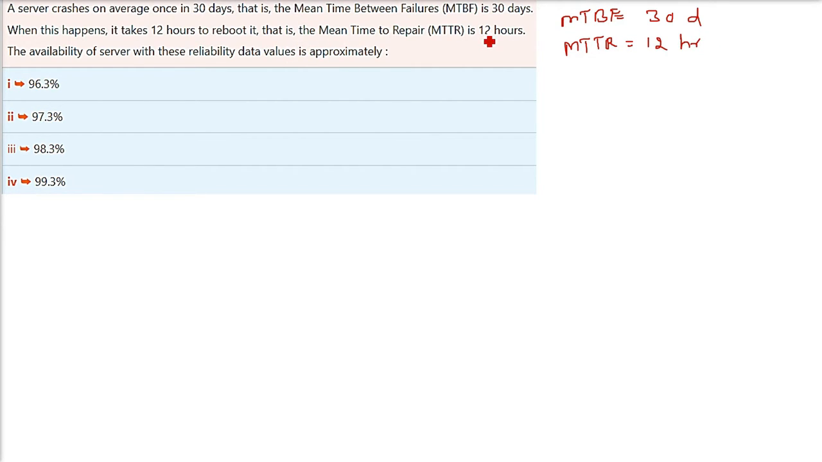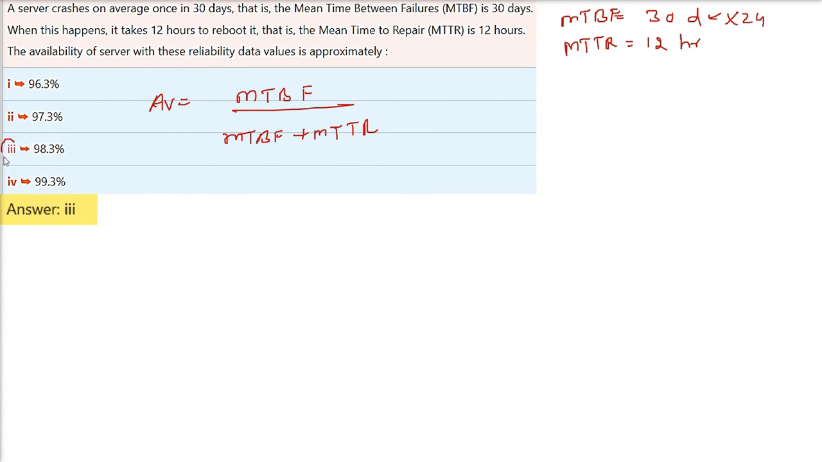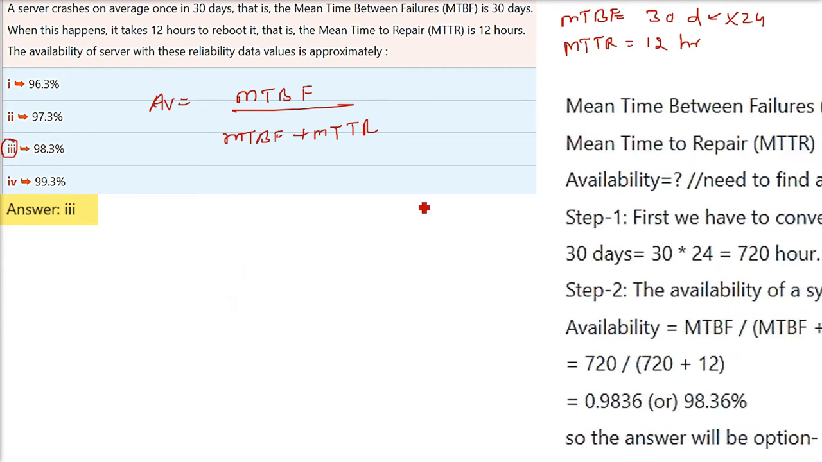Now since it is in hours, you have to convert, so days can be converted into hours. The availability of a server with these reliability data values is approximately. So availability is MTBF divided by MTTR plus MTBF. So the days need to be converted into hours. 1 day is 24 hours. You just multiply it by 24. You will get some 720 number, I guess. So the answer is the third. If you want to try, you can try. I'll just show you how to do this.